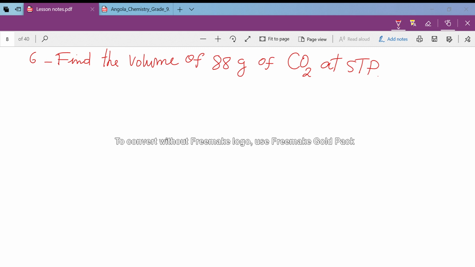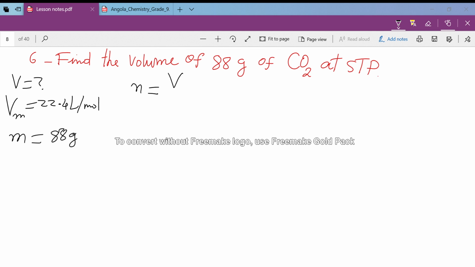Now, let me change the color here. So, we have the information. Find the volume. If it's standard temperature and pressure, the molar volume is 22.4 liters per mole. Now, we have the mass. The mass is 88 grams. We need the number of moles, because the formula we've been using is number of moles equal to volume divided by molar volume, which is 22.4.